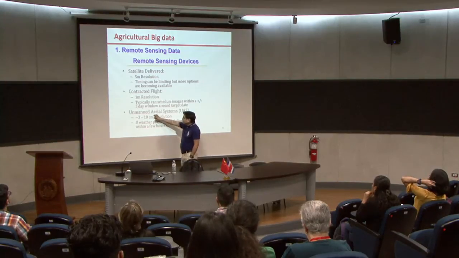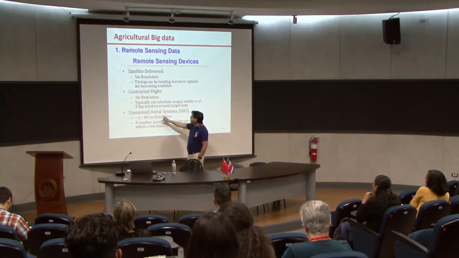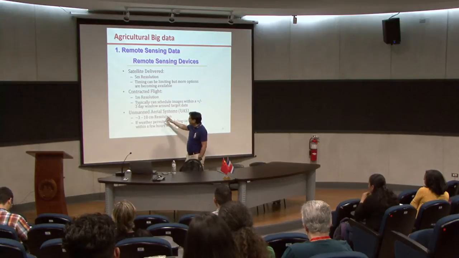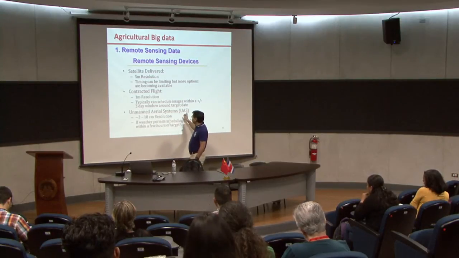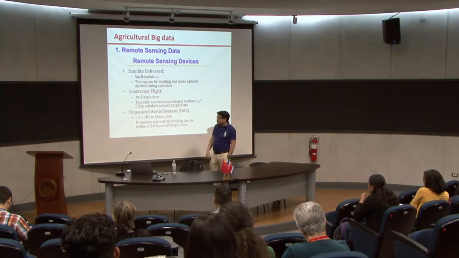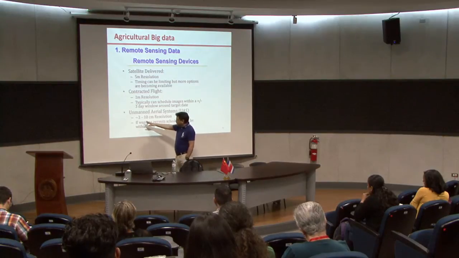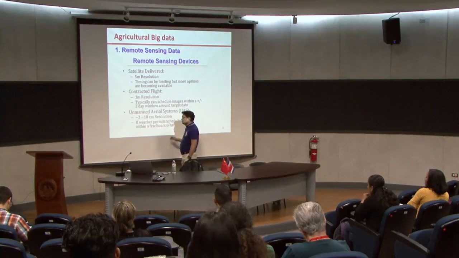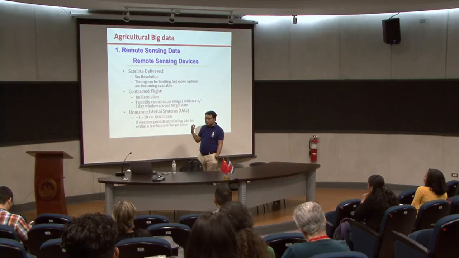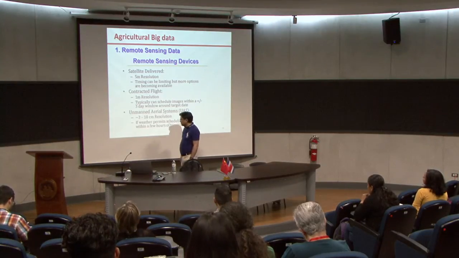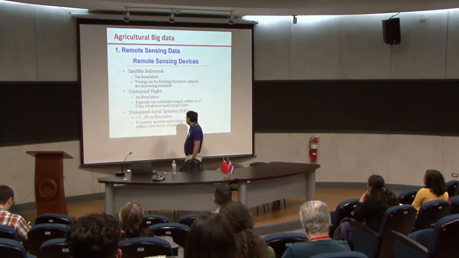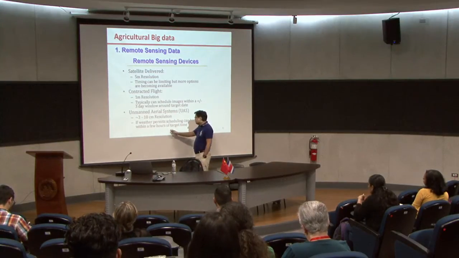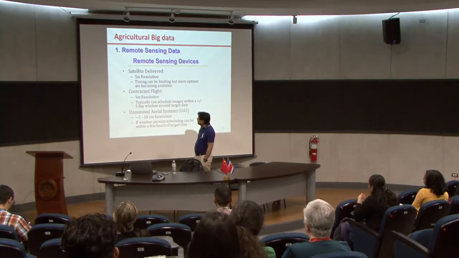And the other is the unmanned aerial vehicle, UAV, sometimes called unmanned aerial systems. It has 3 to 10 centimeters resolution. It is very high resolution. If the weather permits, scattering can be within a few hours target high.